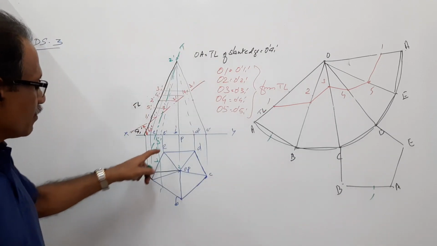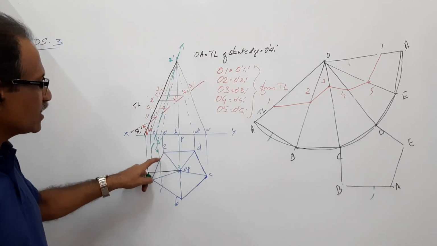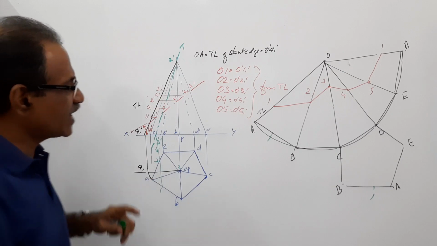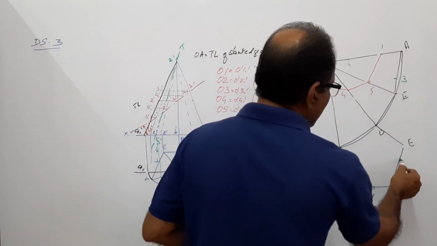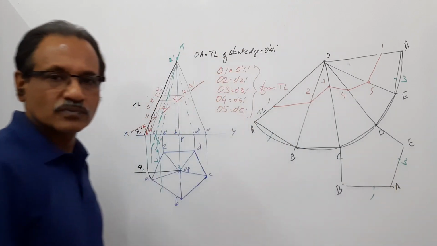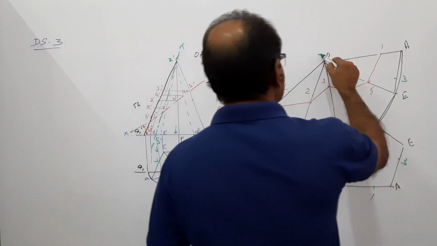Agreed? On the way from E to A, 3. 2 is at the apex.